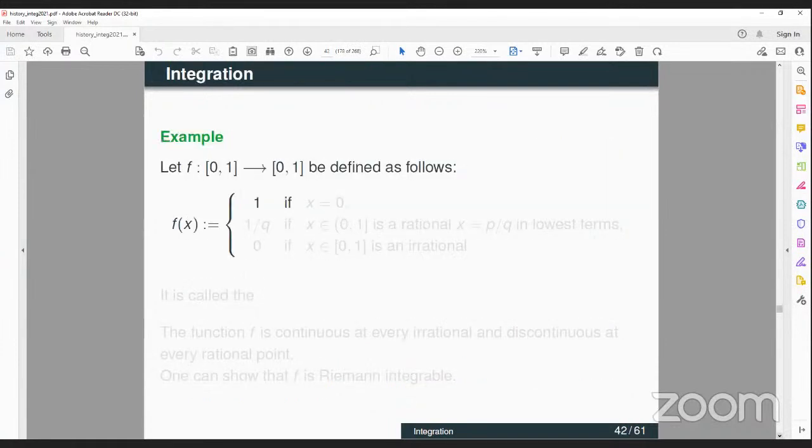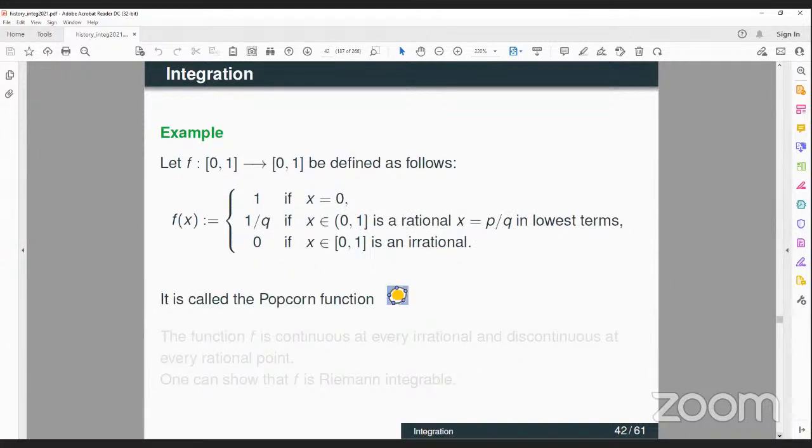Here is an example of a very simple function which we teach in undergraduate mathematics, what is called the popcorn function. Look at a function f from [0, 1] to [0, 1]. This function takes the value 1 over q if x is equal to a rational number p by q in lowest terms, and otherwise the value is 0. This is called the popcorn function. It is also called Thomae's function. Why popcorn? Because the values look like popcorn.